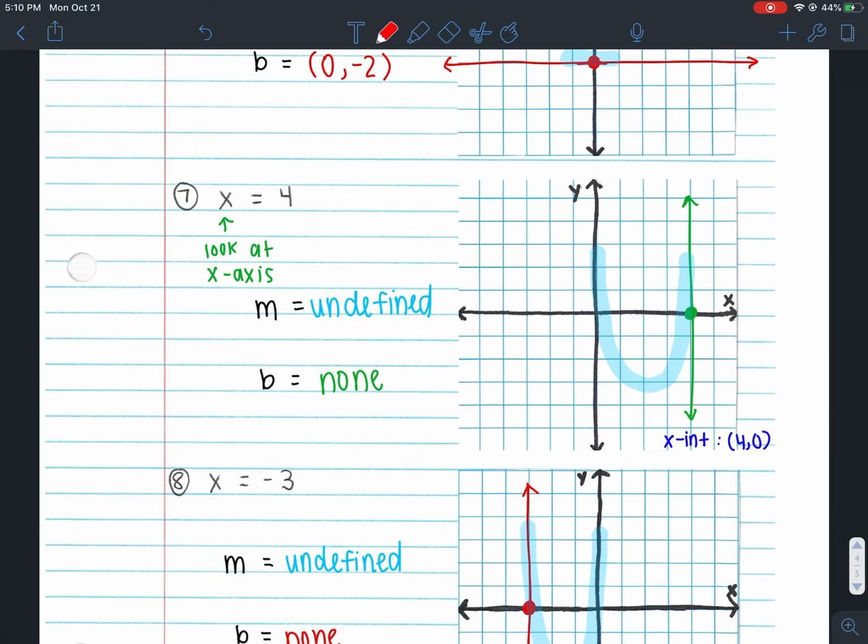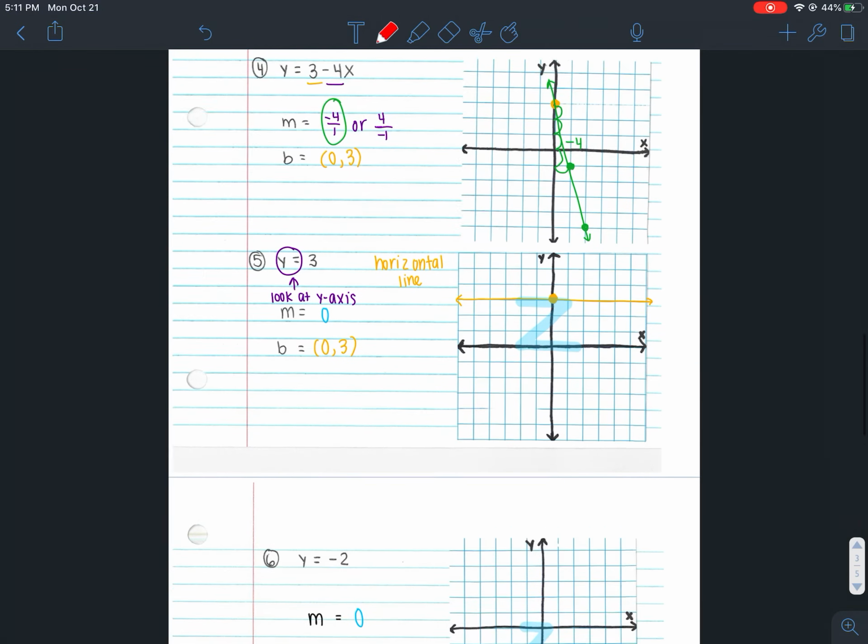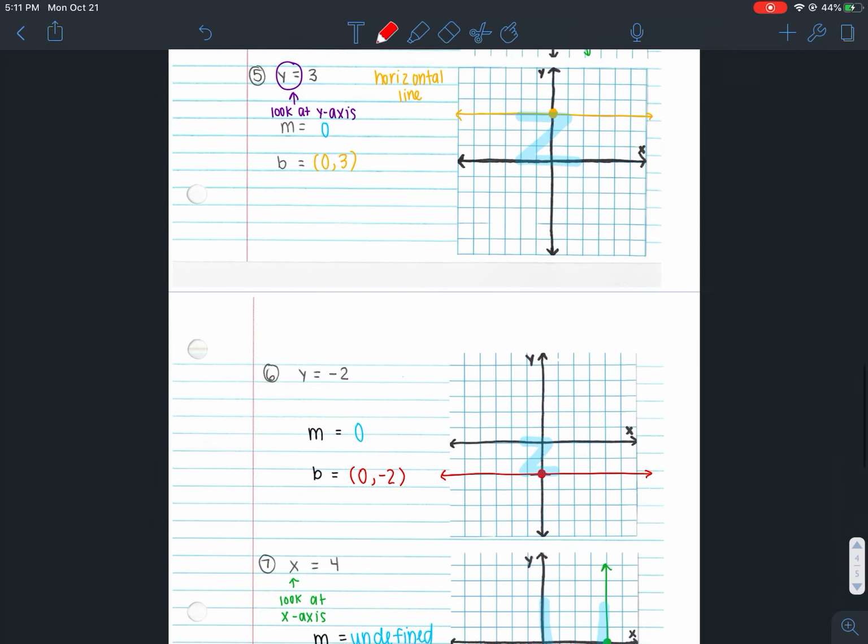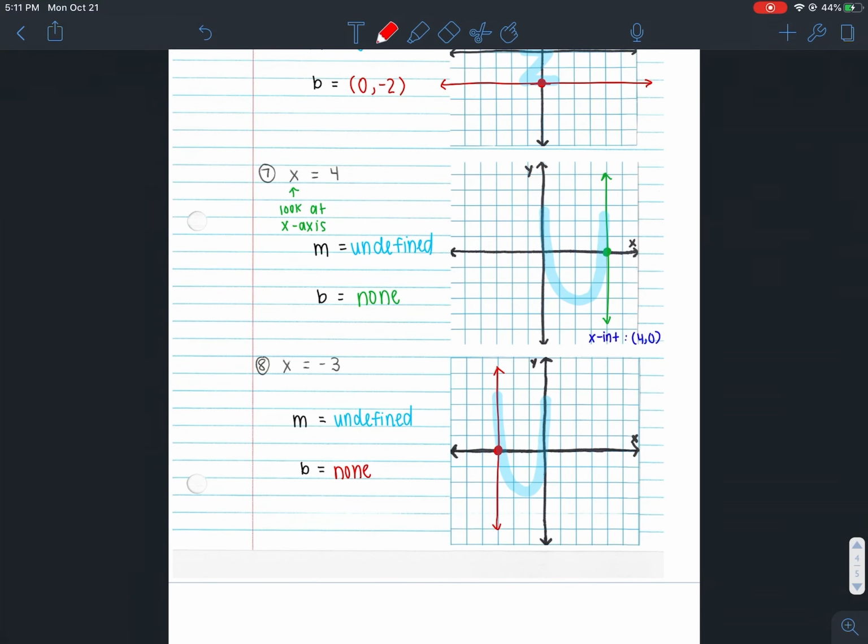But that is it for graphing slope-intercept form, and this is when the equations are already in slope-intercept form. So eventually we'll have to move them into slope-intercept form, and that's the next lesson. But when they're in slope-intercept form, this is how you would graph them.